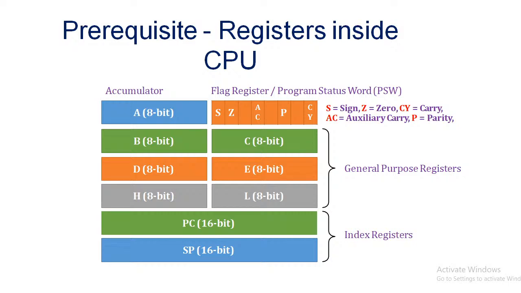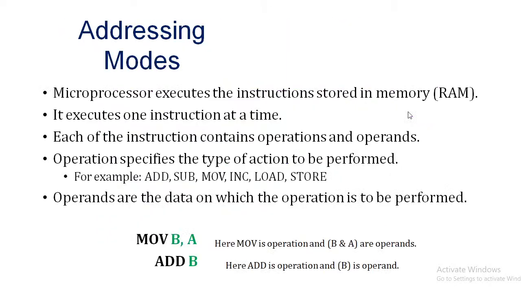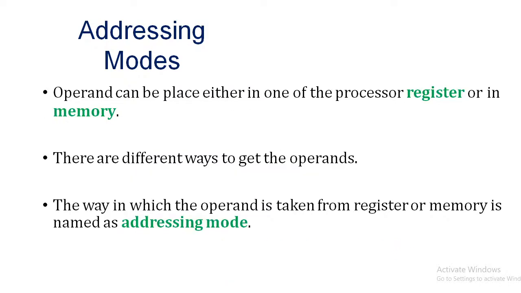So the way you are fetching the operands, whether from the register end or the memory side, that will give you the addressing mode. There are different types of addressing modes present here, so we need to go through the addressing mode part. The operands can be placed either in the register or the memory, and you have to fetch the operand to execute the instruction.